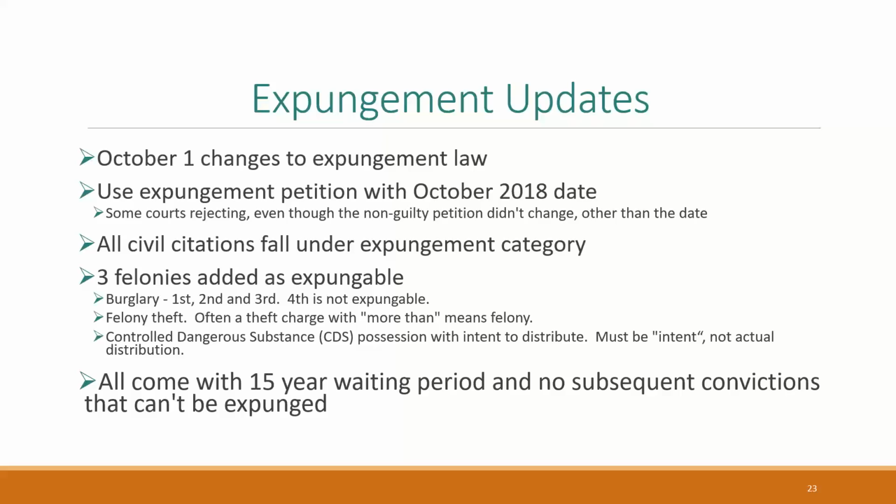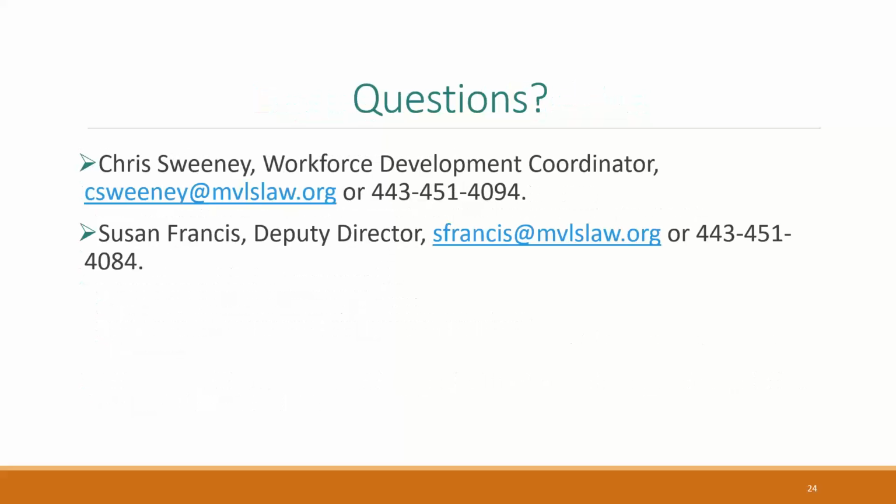And going back to really old cases, the language is actually somewhat ambiguous. So it's important to check if you have an old case, especially important. And all of those felonies are 15 years from the completion of any sentence or probation. And of course, there cannot be any ineligible convictions within that time period in order to expunge those.